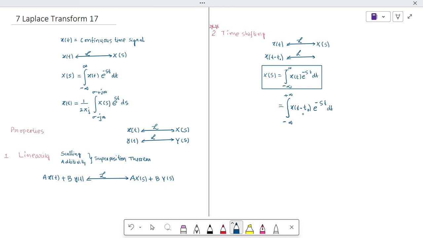So we have to change this function to our known formula. So I want to change the variable. This is a function of t. So I want to change t minus t naught, I'm assuming that is tau. So dt equals d tau.